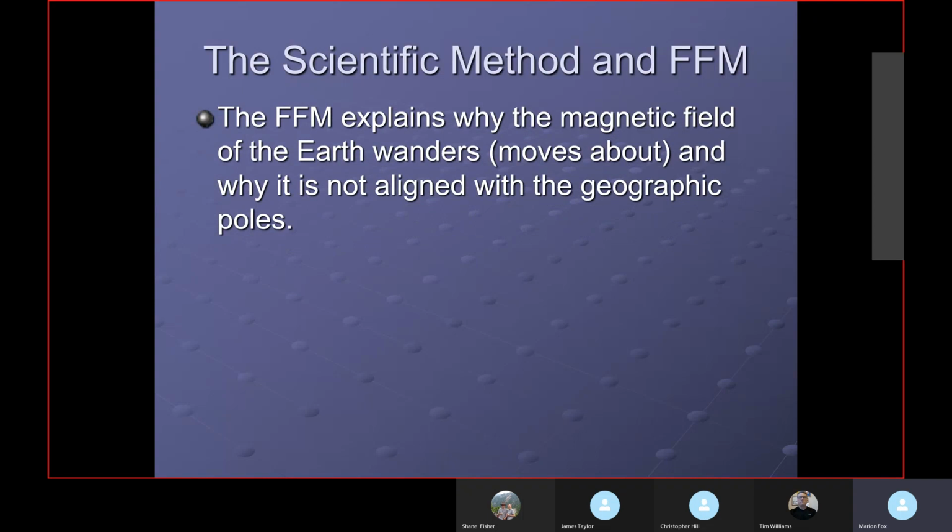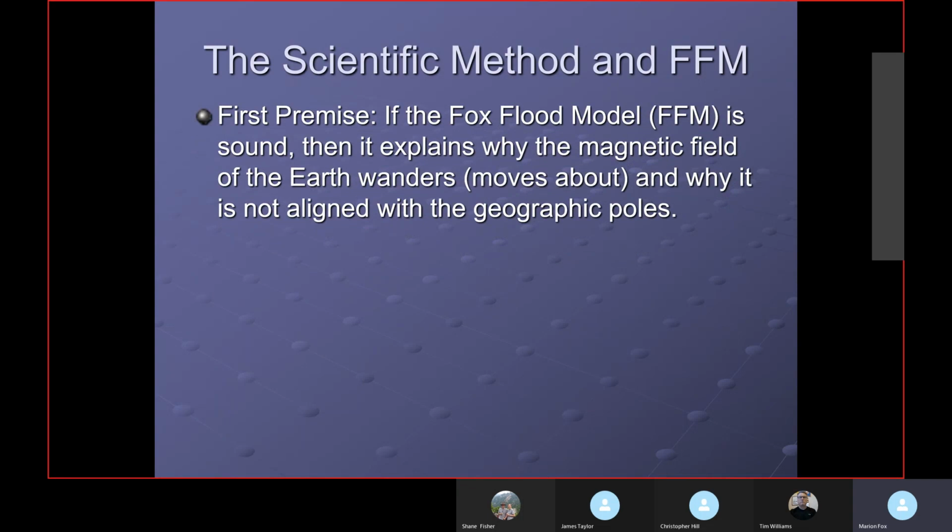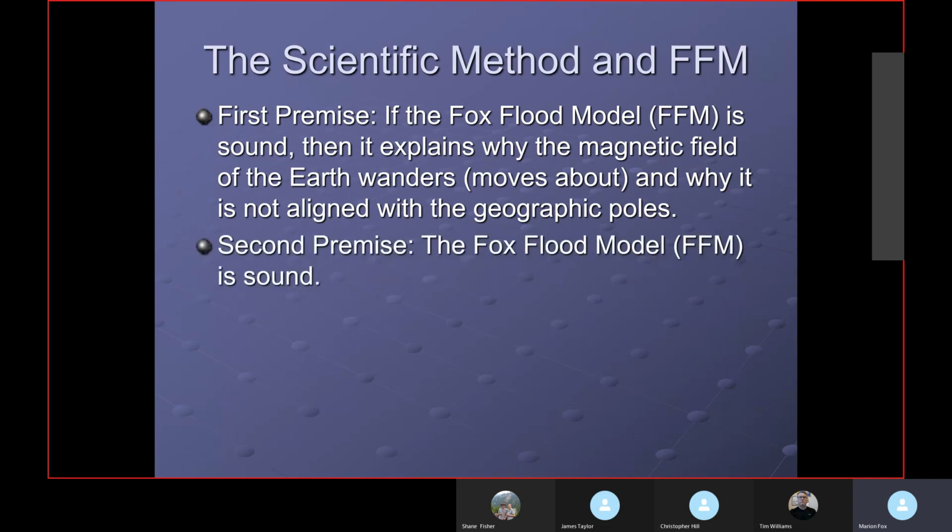Now, why the magnetic field in the Earth wanders. If it's located with the core and the core is not lined up on the same axis as the rest of the Earth, because the rest of the Earth got pulled more than the core did by Mercury, then they wouldn't be lined up, and the poles would wander and move around, and that will fit the model. So our model explains why the Earth's magnetic field wanders and moves about. It's not aligned with the geographic poles either, see? And it explains why. And so my model is a good model.